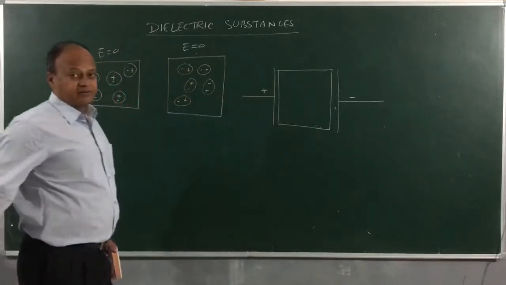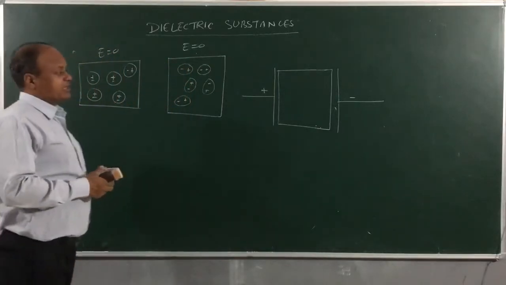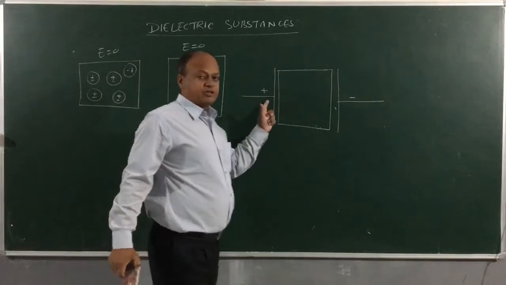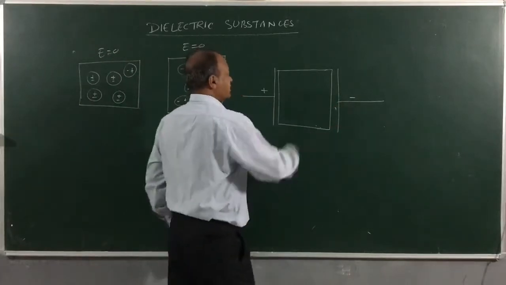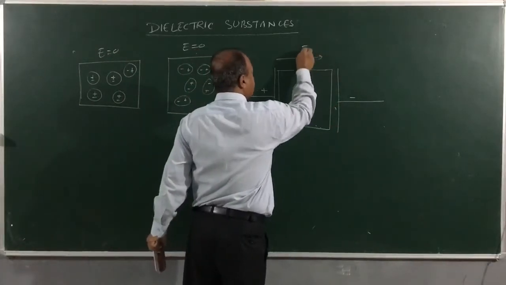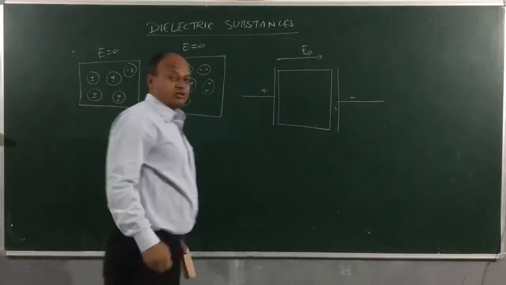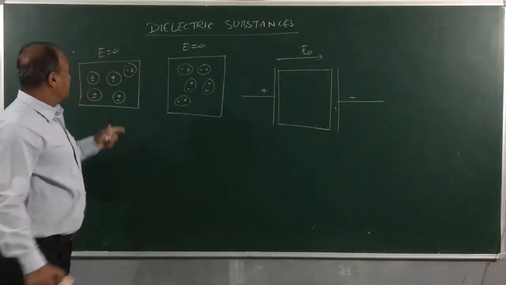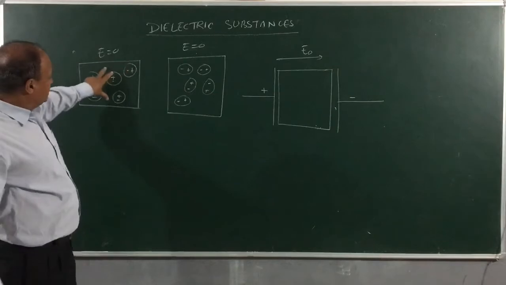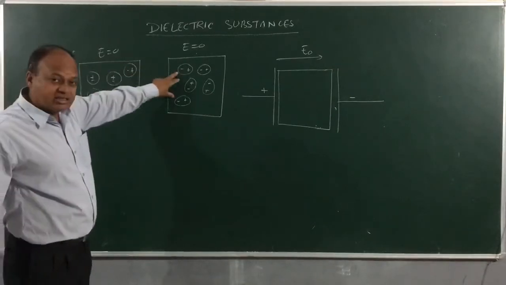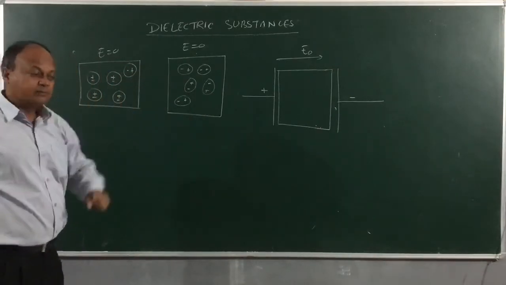And I am applying electric field. I am applying electric field with the help of two plates. One is positively charged, the other is negatively charged. And electric field will be directed like this. I will denote this by E0. So when I apply this electric field across this dielectric or this dielectric, then what will you see?